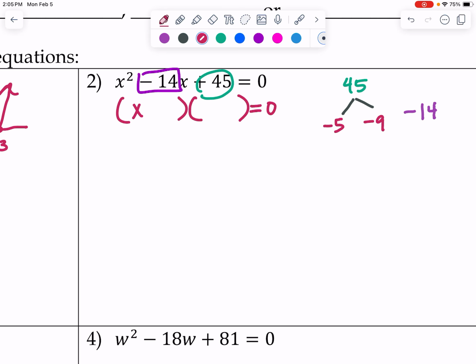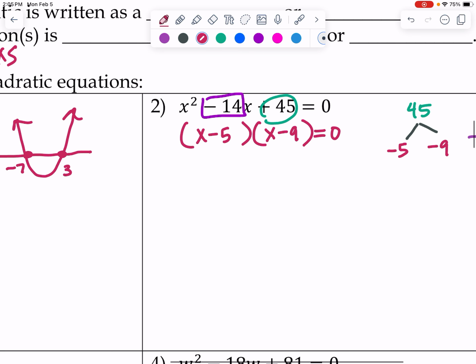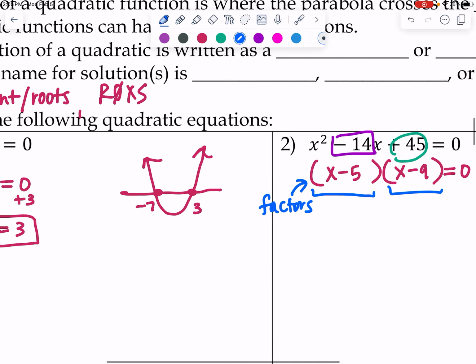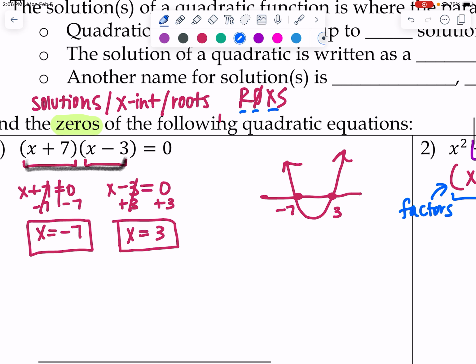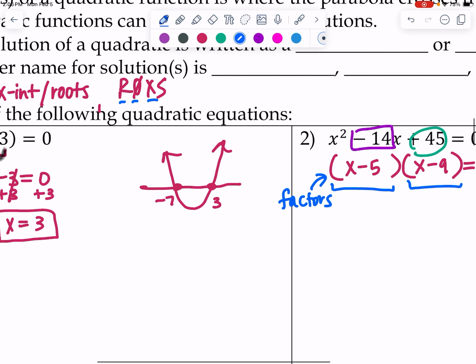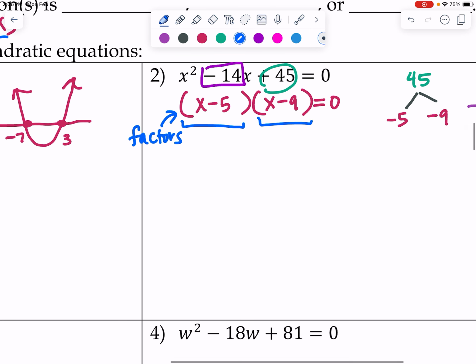So my factors are x minus 5 and x minus 9. Now be careful, these aren't your solutions. These are just your factors, okay? I want to take this time to label these as factors. This is not another word for solutions. Remember, ROXS, there's no F in ROXS. It's roots, zeros, solutions, x-intercepts, not factors. The factors are in parentheses, and they don't have equal signs.